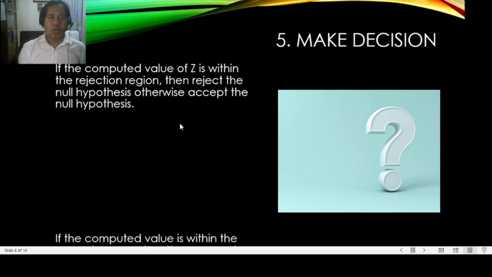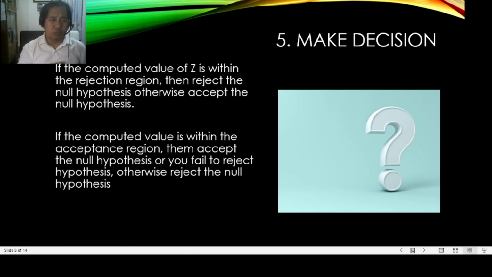Another one, if the computed value is within the acceptance region, then this must mean we accept the null hypothesis, or we fail to reject the hypothesis. Otherwise, reject the null hypothesis. So these are the possible decisions that we are going to use.